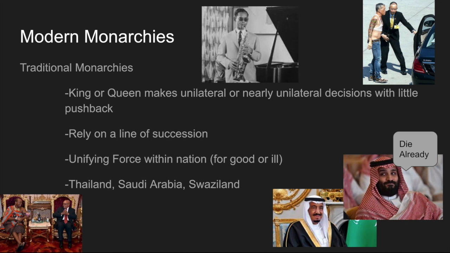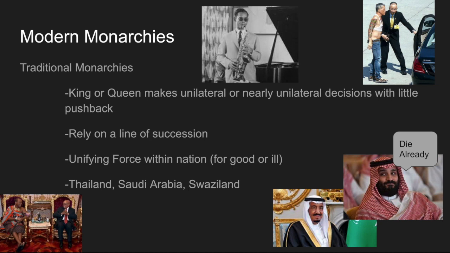What we would refer to as a traditional monarchy is probably what you're thinking of the second you saw the word king and queen right there. They're going to make unilateral decisions, which means they are the only one with decision-making power. They might have advisors, they might have some sort of representative body, but at the end of the day, in a traditional monarchy, the king or the queen is the only one that calls the shots.